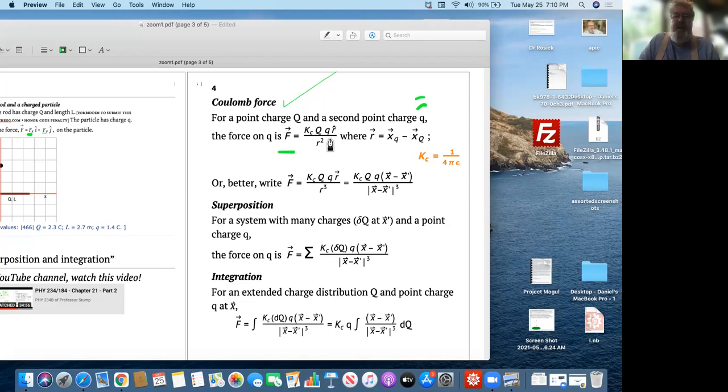And r hat is a unit vector, so r hat is r vector divided by the magnitude of r. And what's r? Well, r is the vector. Draw a little picture here. Here's capital Q at some point in space. And here's little q at some other point in space. And here's r. R is the vector from capital Q to little q.